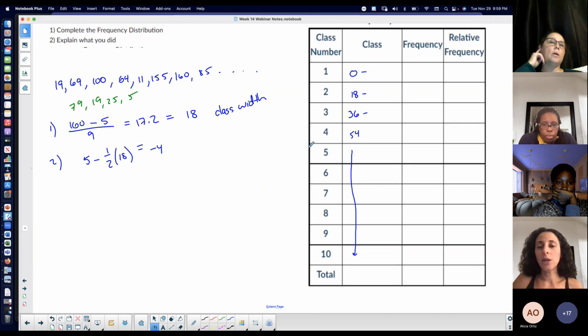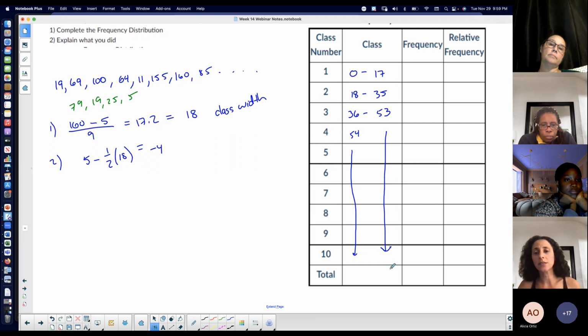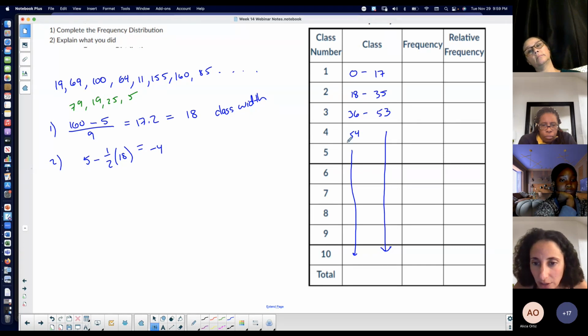My upper class limits. Well, if this one starts at 18, this has to end at 17. If this one starts at 36, this has to end at 35. And if you notice, 17 plus 18 is 35. 35 plus 18 would be 53. And so on and so forth. Keep that going until I get all the way to 10 classes. So on the lower limits, you're just adding 18. On the upper limits, you're just adding 18, or you could look at the value that starts here and go one less.